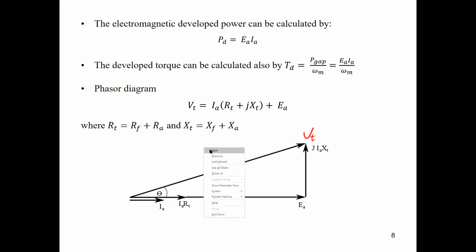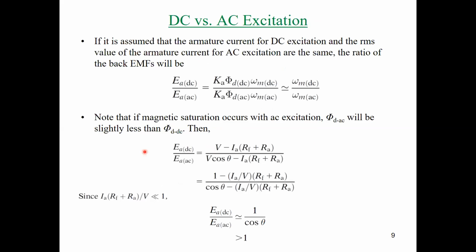So now we have calculated the excitation in DC and AC. What is the difference between DC excitation and AC excitation? In terms of machine operation, it will rotate in the same direction, there is no problem. However, there are some differences in performance if we compare DC excitation with AC excitation. Simply, if we compare the EMF as we described before, EMF in DC equals K phi multiplied by omega, and in AC it is also K phi multiplied by omega.